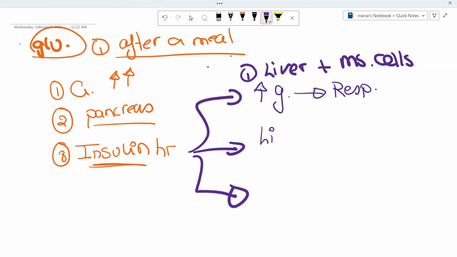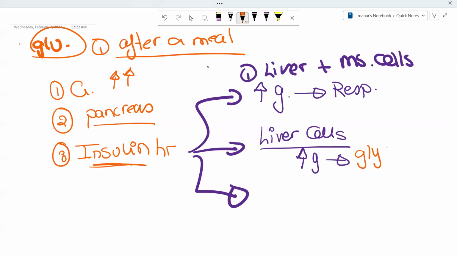It will go to the liver cells, activate the enzymes in the liver cells, and tell the liver, please take this excess glucose and store it. Store it as what? Glycogen. Glycogen. Exactly. Now we need to stop here.